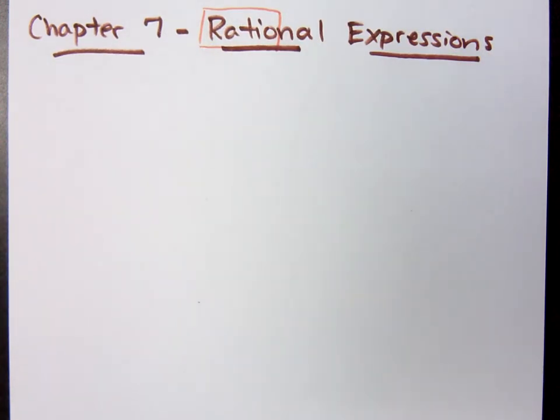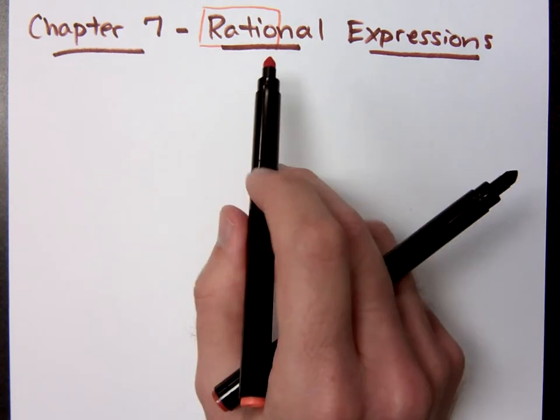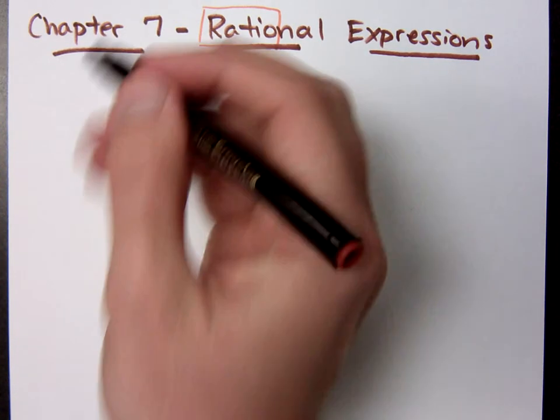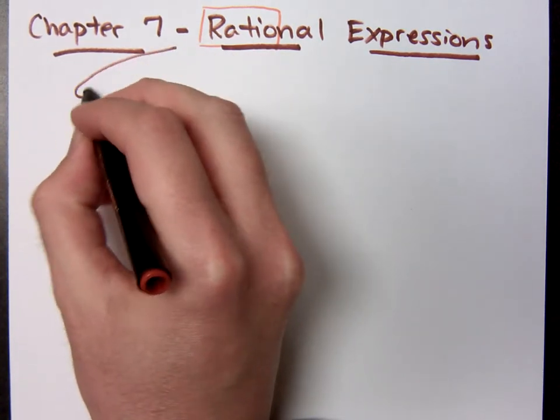So with ratios, we talk about comparing two numbers. Okay. And with a ratio, we can express those as a fraction. So things that are rational are things that can be expressed as a fraction. Okay. So the way we define rational expressions is like this.